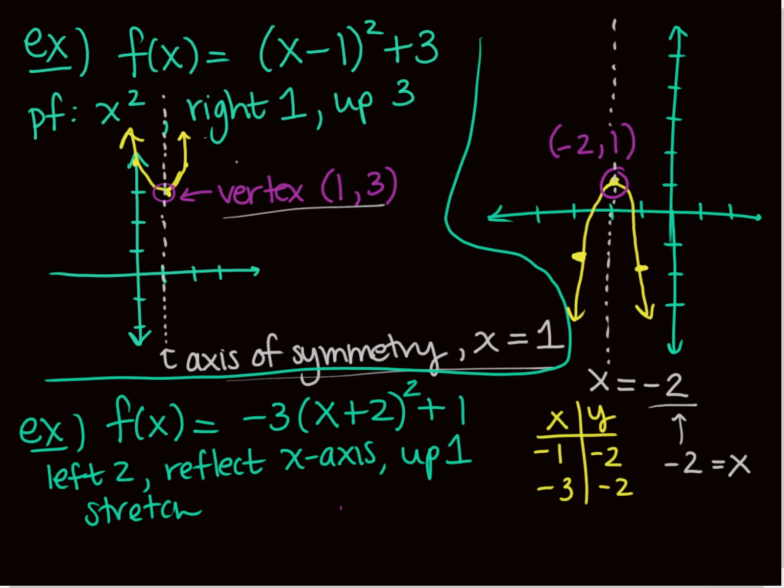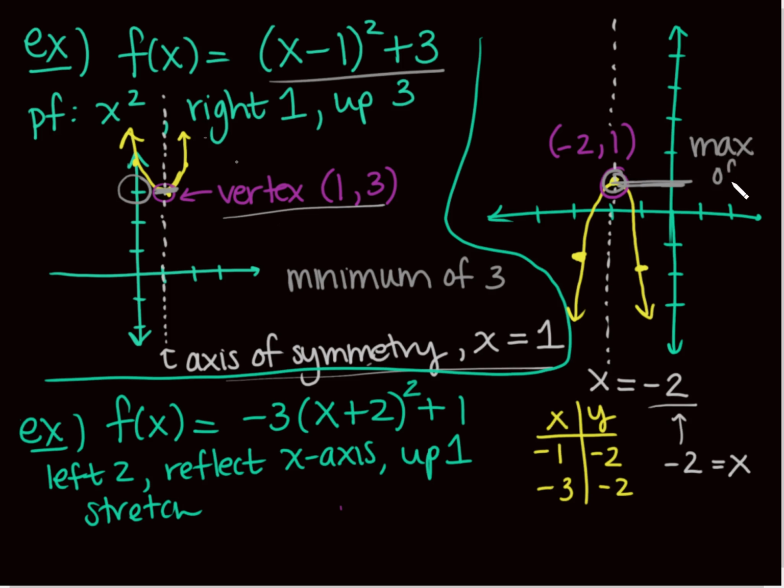A couple other things that I just want to talk about that are interesting about these graphs. If you notice here, this graph up here has a minimum, right? If you look at this graph, what is the smallest y value that this graph hits? Does it hit a smallest y value? It sure does. What is the minimum? The minimum is 3. Whereas in this case, if you look at this parabola here, this guy has a max, right? I have a maximum. So this guy has a max of 1.